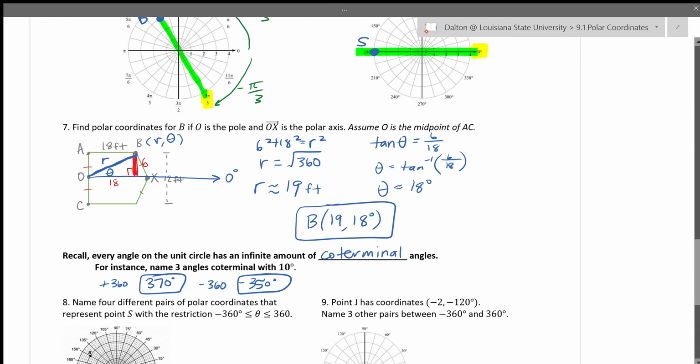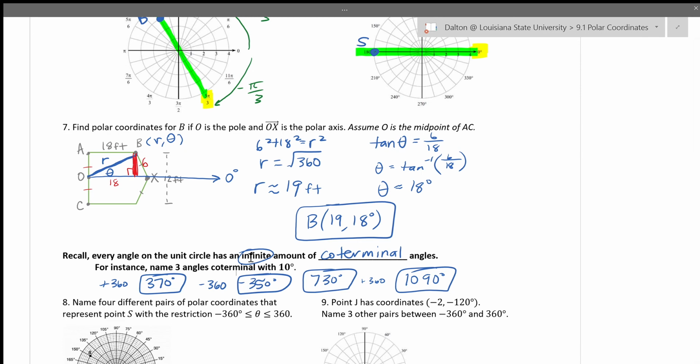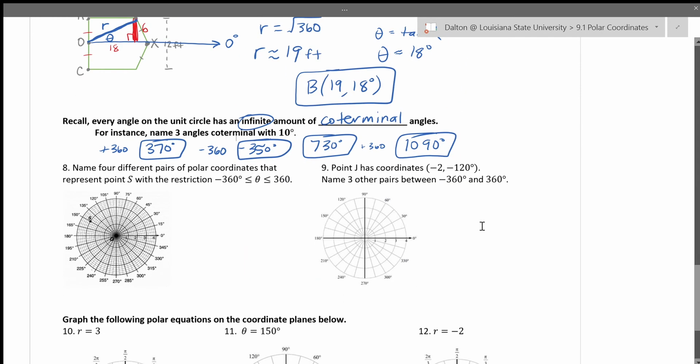You could continue doing this in both directions. I could keep subtracting 360, I could keep adding 360. If I add 360 to 370, then I'll get 730 degrees. And if I add 360 to that, I'll get another 1090 degrees. Again, there are an infinite amount of answers here. I actually named 4, but you only needed 3. Anyway, you get the point. Keep adding 360, keep subtracting 360, or if I gave you radians, you would do multiples of 2 pi.